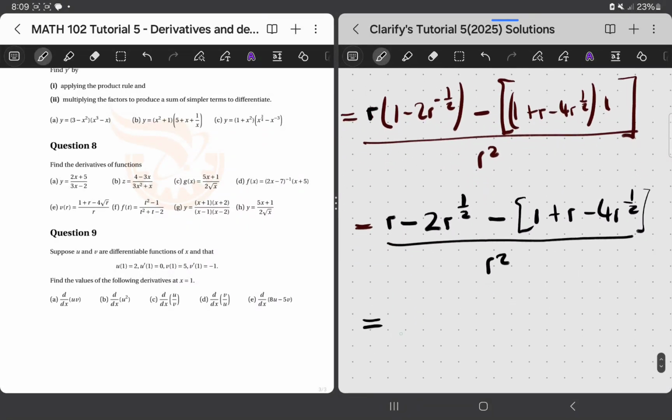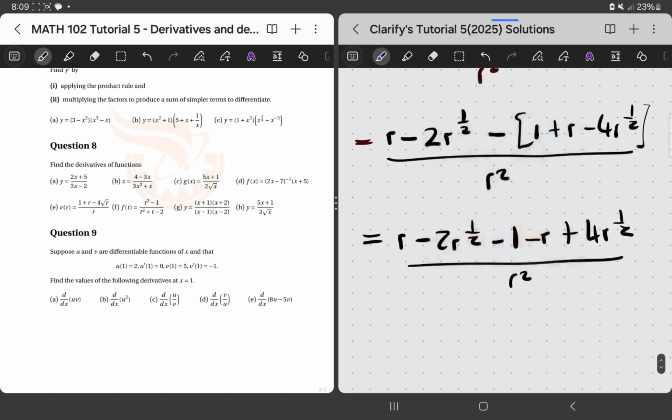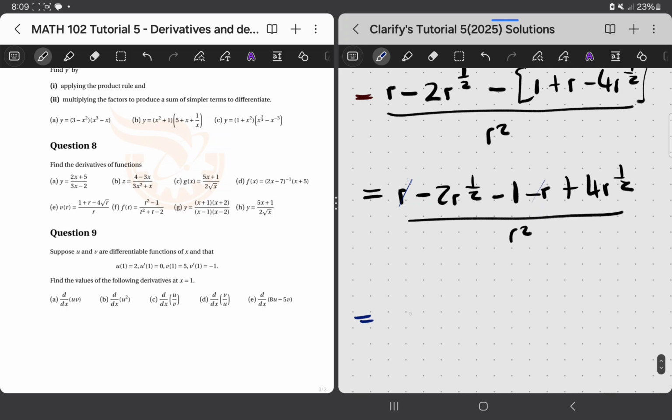We simplify. This is going to be equal to R minus 2R to the power of half, minus 1, because minus of 1, then minus of an R, then minus becomes plus 4R to the power of half, all over R squared. Now, what are we going to end up having? R and minus R will cancel. Then we end up having negative 2R to the power of half plus 4R to the power of half. You add the coefficients, so it's 4 minus 2. You get a 2 of R to the half. Then minus 1 is still there, all divided by R squared.